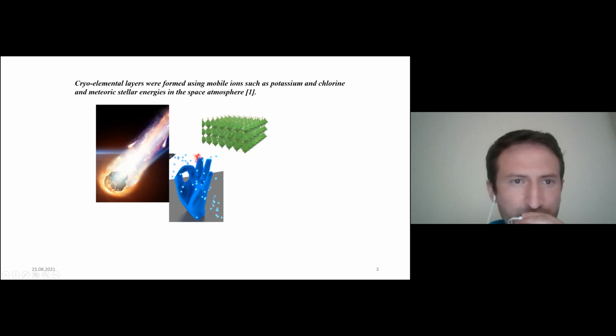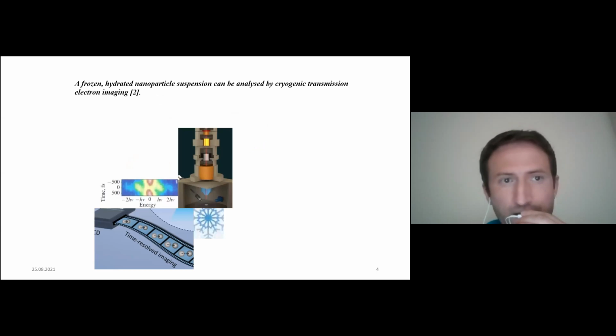This is the space atmosphere with stellar energies, some plate links on cubic and orthogonal forms, mathematical models, and other forms. A frozen hydrated nanoparticle suspension can be analyzed by cryogenic transmission electron imaging. You can see the electron imaging of cold particles, and the time-resolved imaging, film or image programming, and the time of the line, energy barrier, etc.